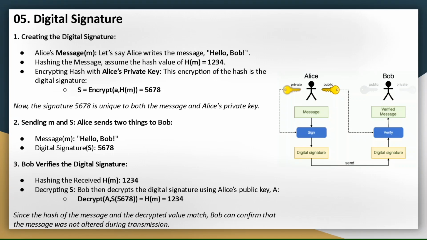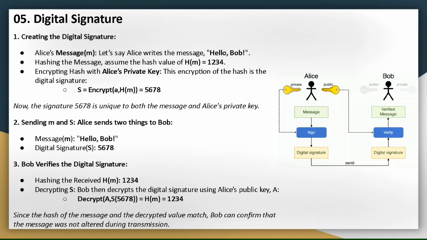So Alice has message M. Let's say Alice writes a message, "hello Bob". We first have to convert the message into a hash value. So we provide that input message to the hash function, which will be h of m. For the sake of understanding, we will consider that the hash given to the input message "hello Bob" is 1234. So we will try to match the 1234 on Bob's side.